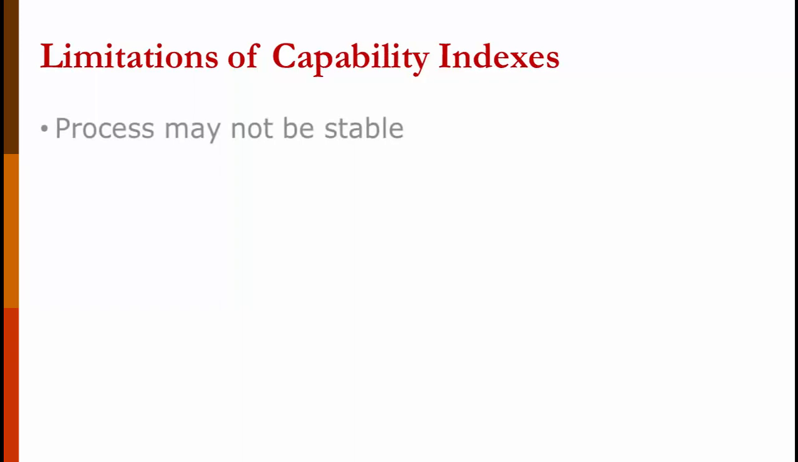There are some limitations on both the capability ratio and the capability index. The first one is that the process may not be stable. In other words, your production mean might be drifting. This won't be picked up by either measure, although hopefully it'll be picked up by a control chart.